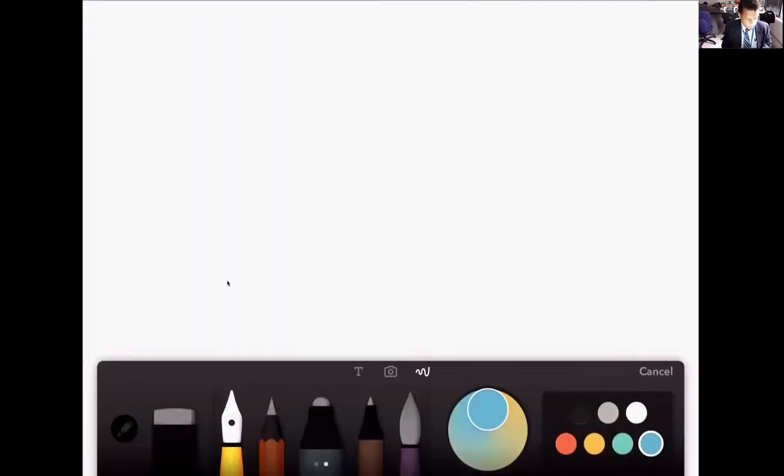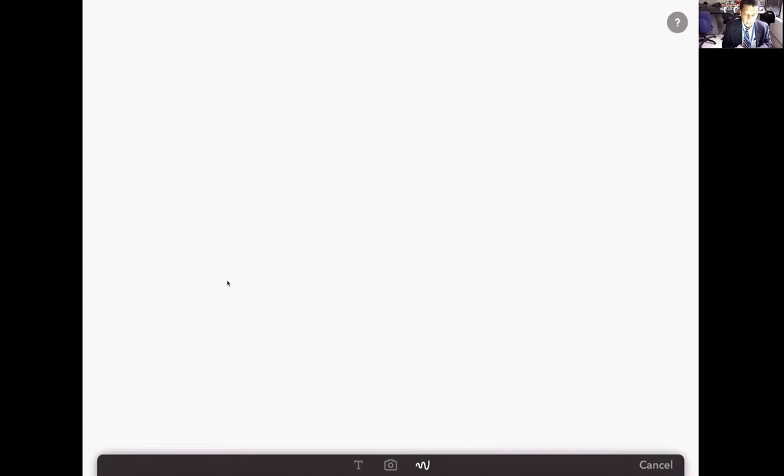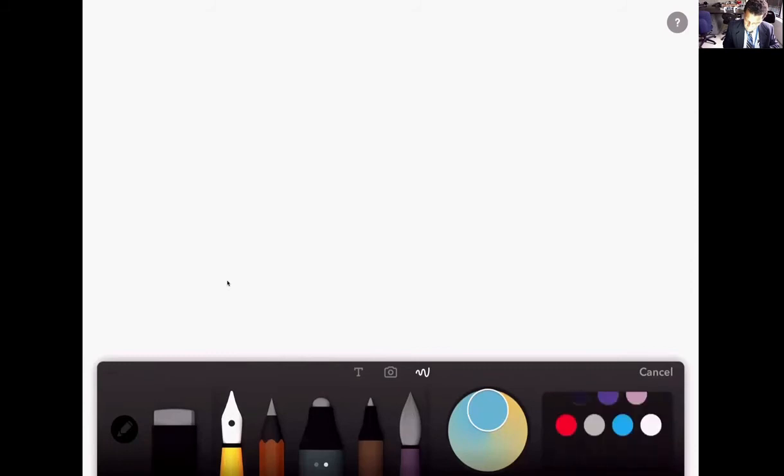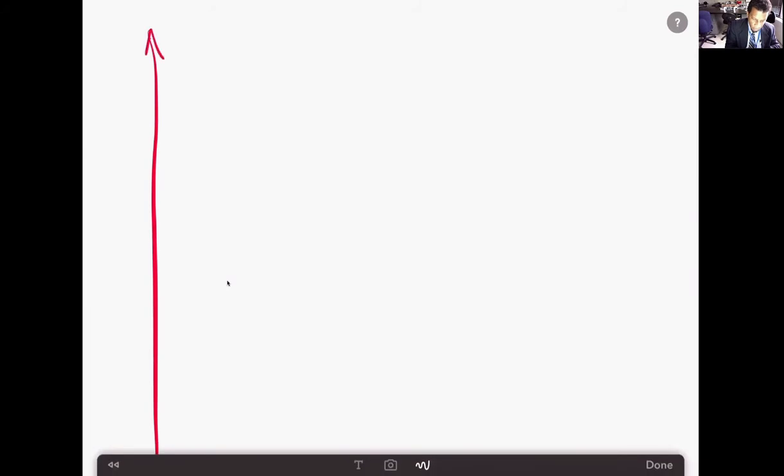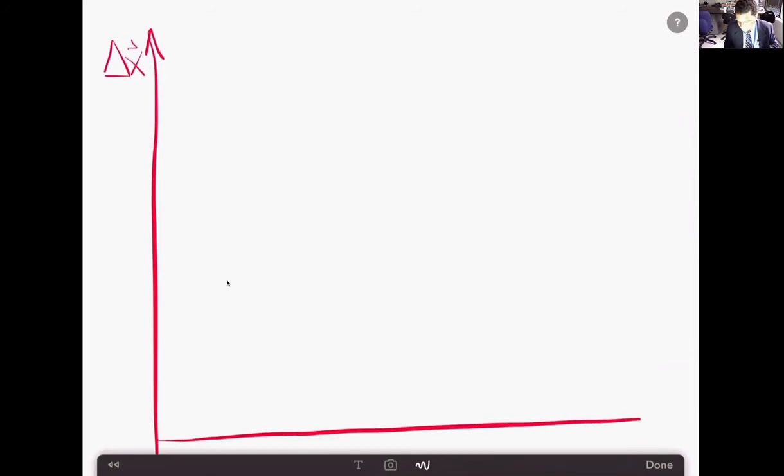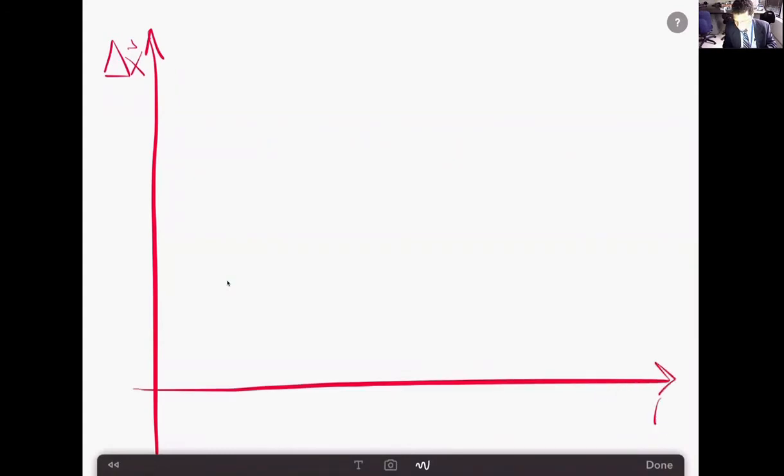All right, so we'll start up. So this is the idea. We have some known range, and we're going to put this on our vertical axis. So this is going to be our delta X. And then we're going to have some angle here, and we're just going to call this theta.